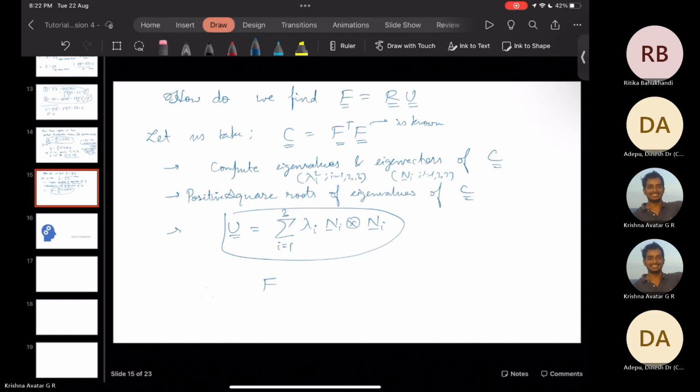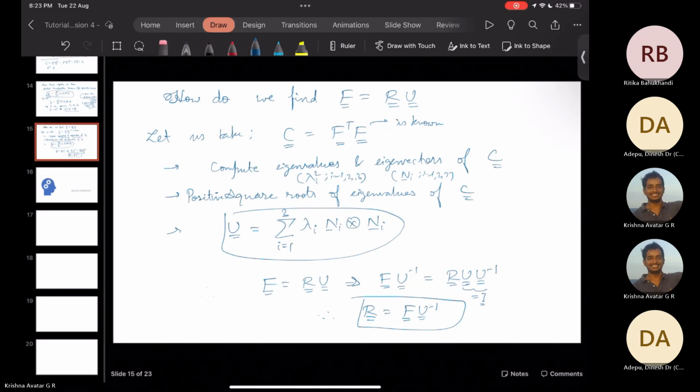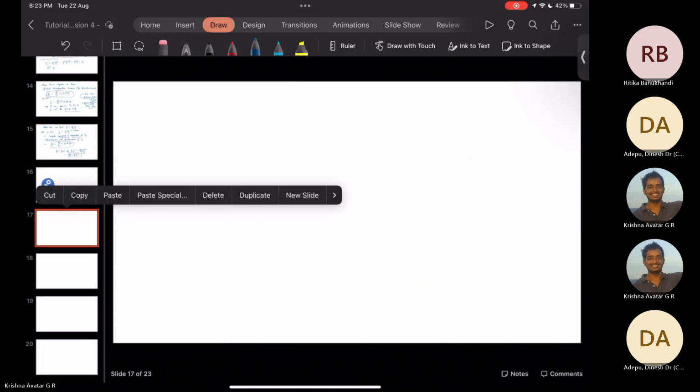from the relation F is equal to RU, you multiply both sides with U inverse, so that this becomes U into U inverse identity, and identity acting on R is R itself. So therefore you also have R is equal to F U inverse. So this is how you are actually able to decompose F in terms of a rotation tensor as well as a stretch tensor.